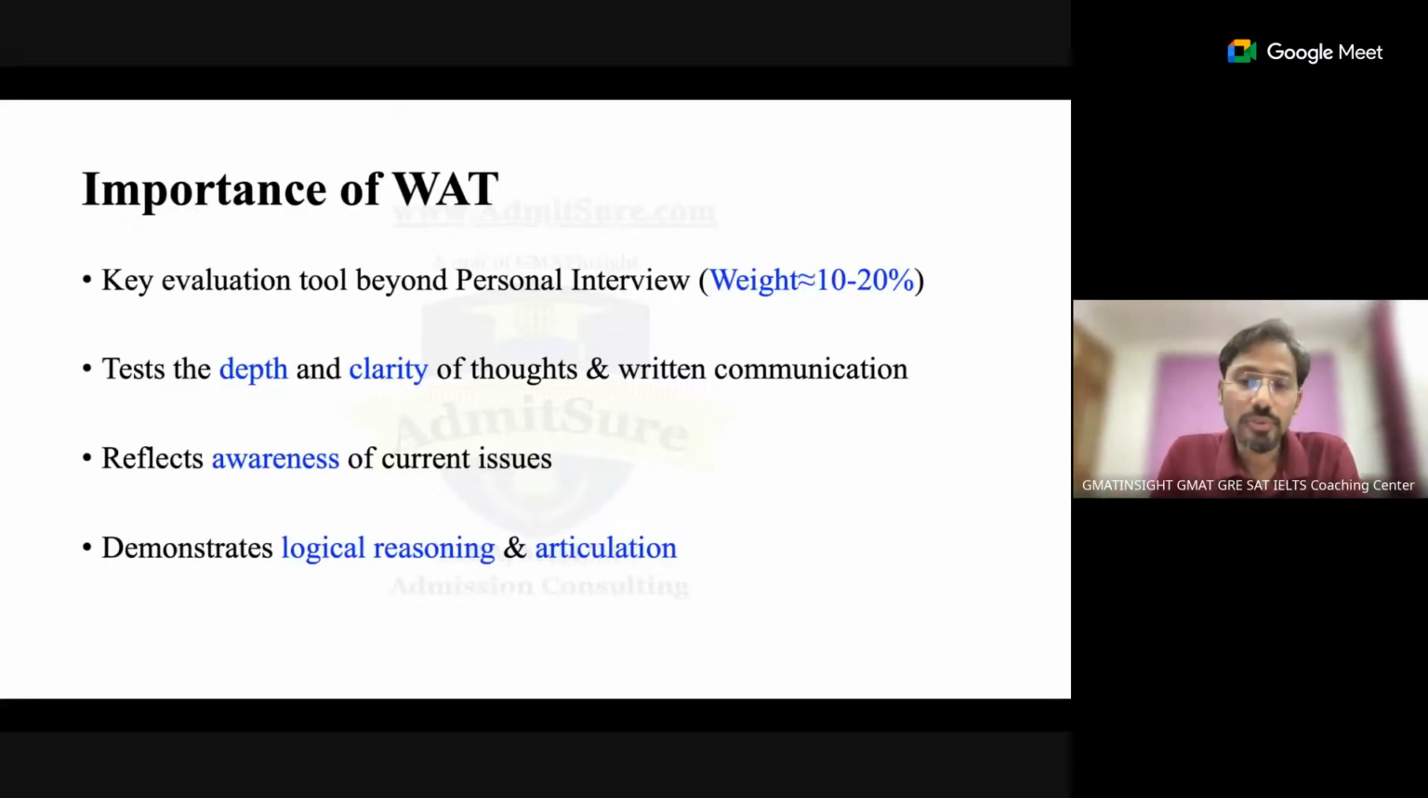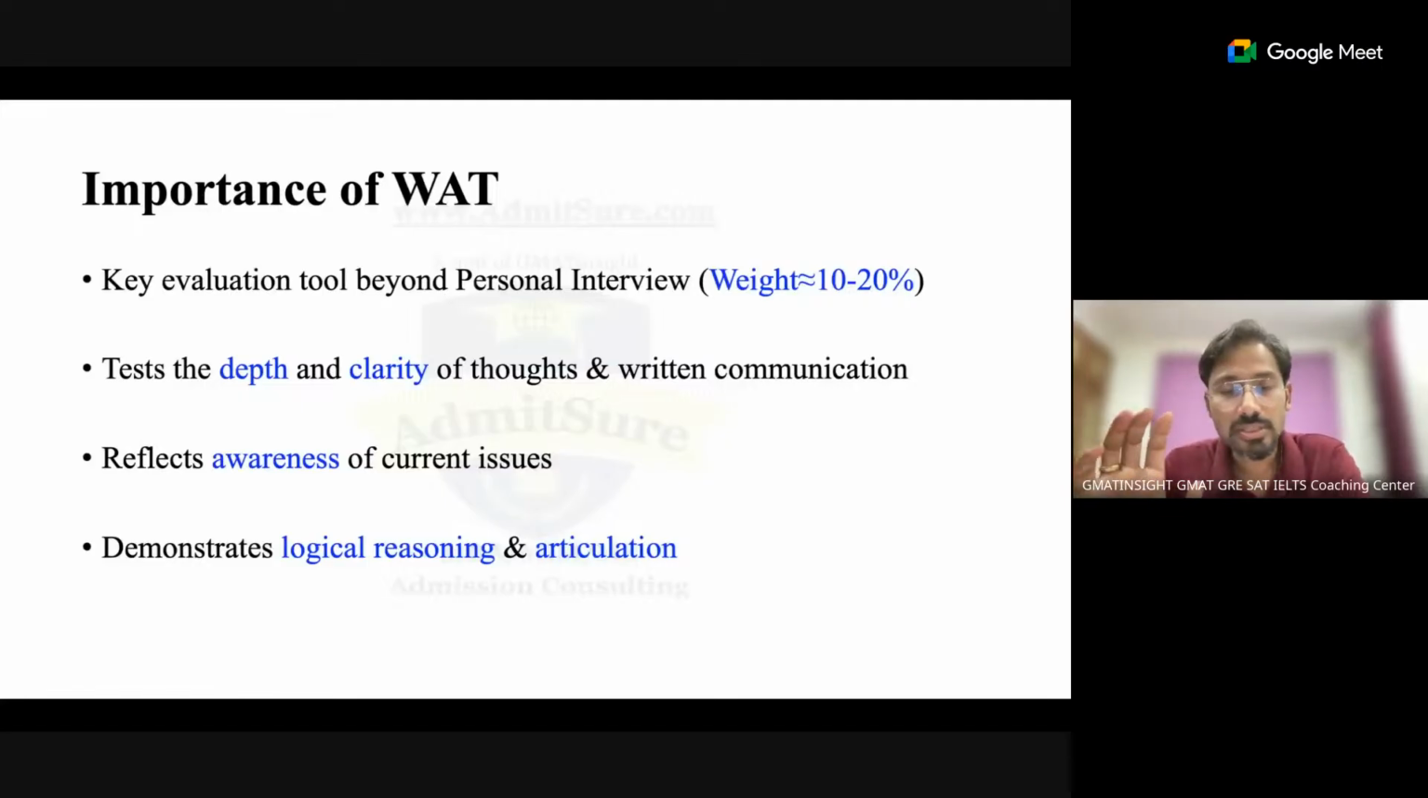Otherwise, all you have to do is, in the next 1 or 2 days that we have left, because day after tomorrow, most people have to write this WAT, you have to ensure that you cover all the current topics that are there in the media, so that at least there is some part sure that if something comes from that area, you should be able to write around that. The fourth part is it demonstrates the logical reasoning and articulation.